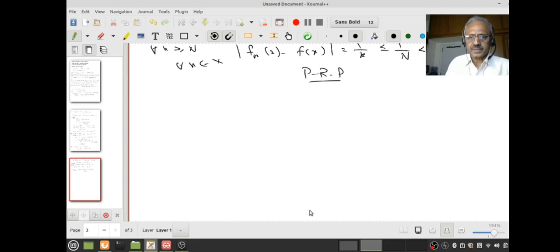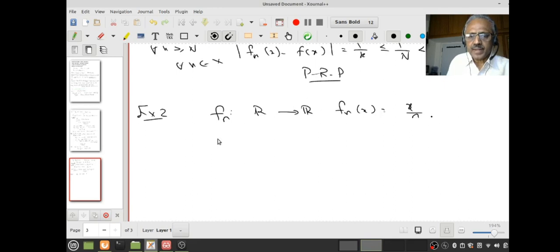Now let's look at a second example where again the fn's are from R to R and my fn of x was x by n and f was 0 for all x.